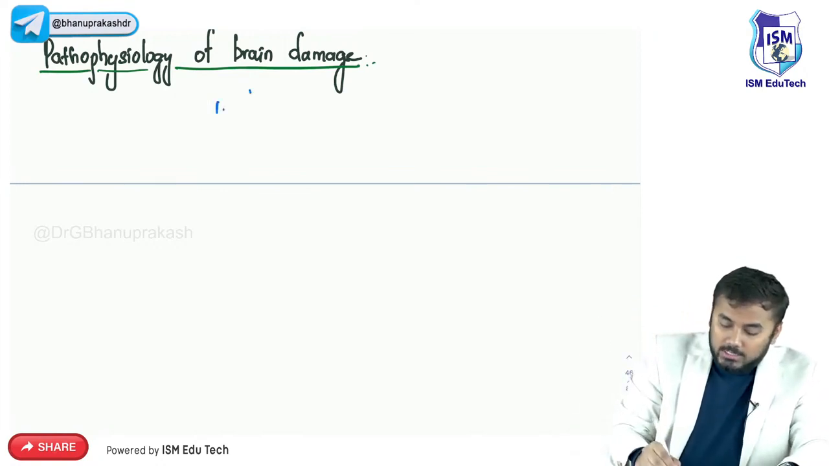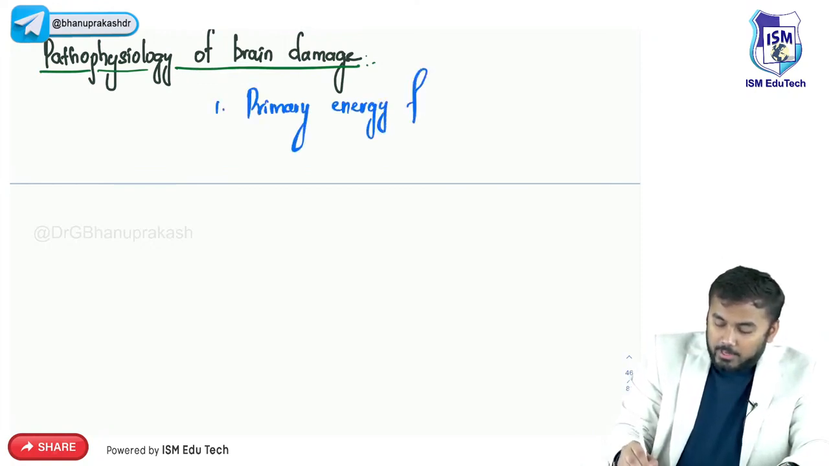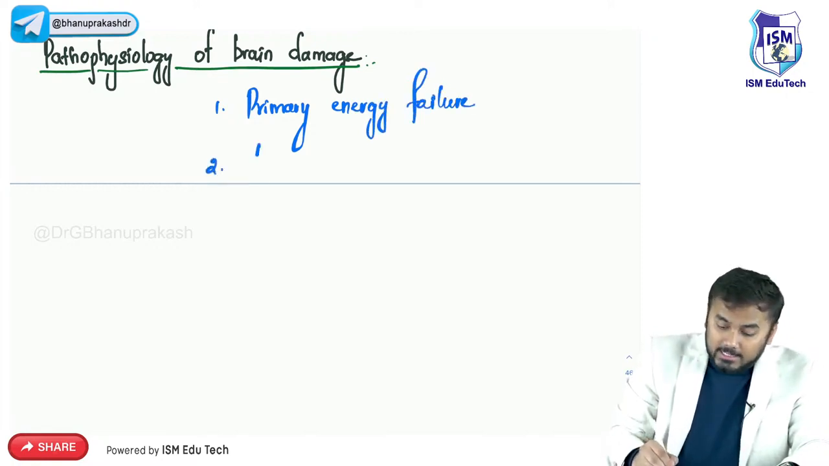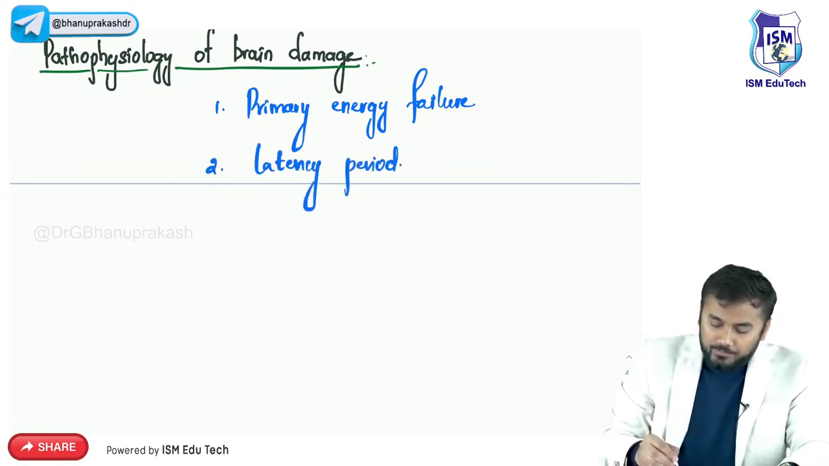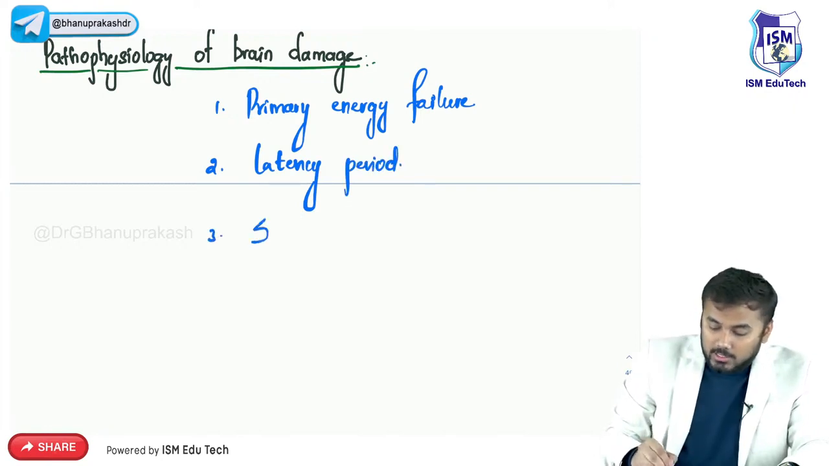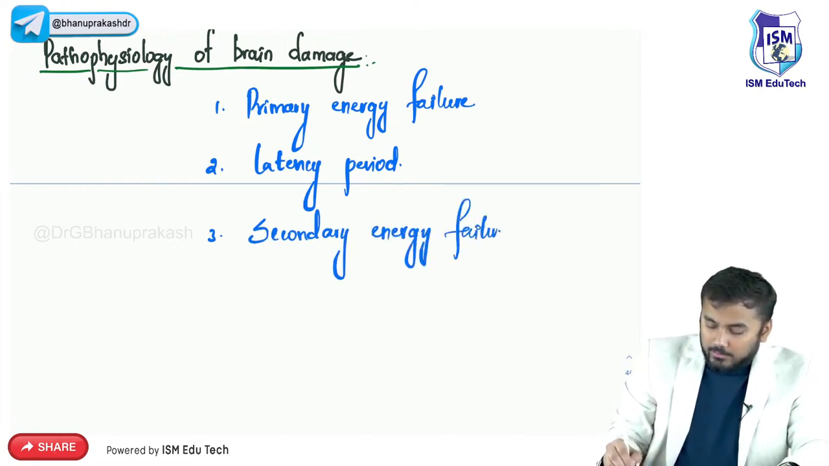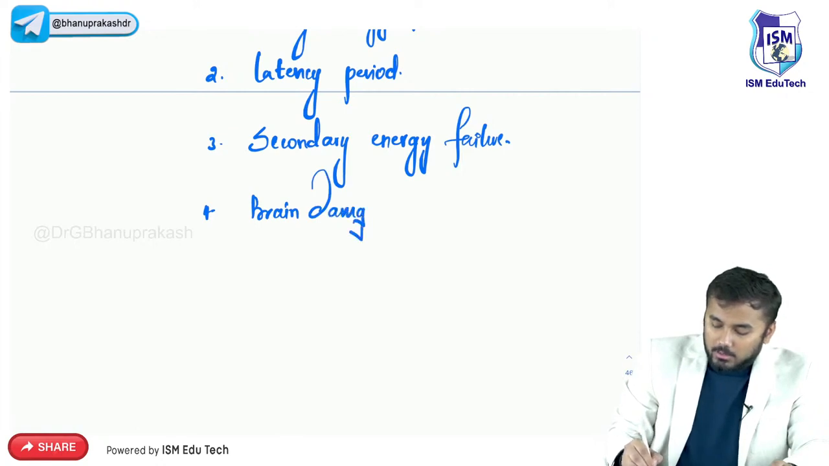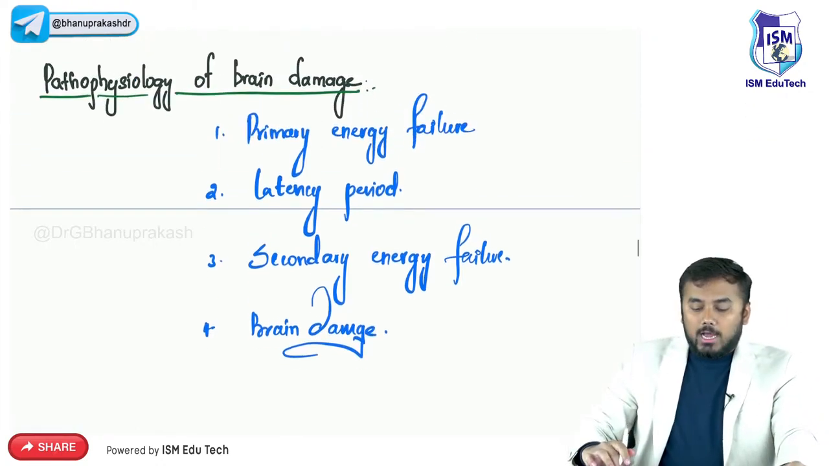The first important stage is primary energy failure. Primary energy failure, okay? Second important stage? After this, latency period. Latency period, okay? Third important stage is called secondary energy failure. Secondary energy failure. And the final, the last stage is called brain damage, okay?